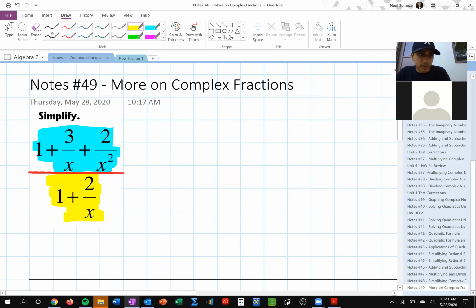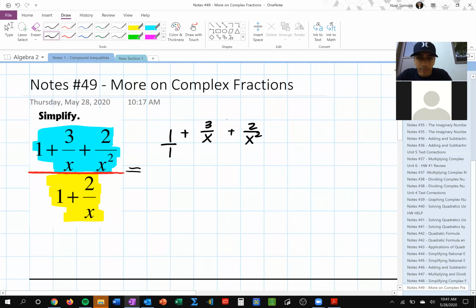Okay, so we're going to focus strictly on the numerator first. Whatever's highlighted in blue, we're going to pull off to the side and talk about. What we have is 1 plus 3 over x plus 2 over x squared. The problem with this numerator is that I have 3 different terms, but they do not have common denominators. Even this 1, because it's a whole number, I would need to make a fraction somehow, and I can put a 1 underneath.